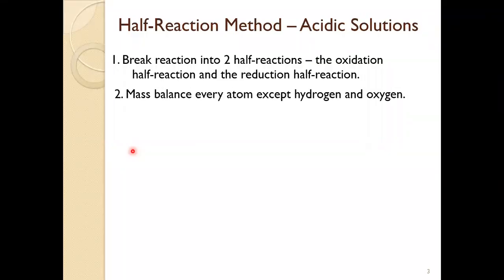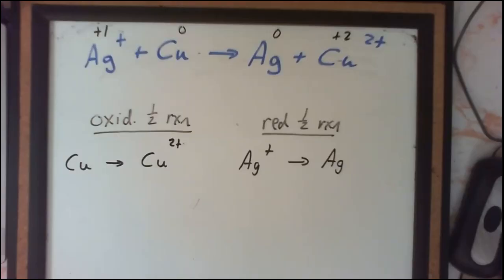The next step is to mass balance, in each respective half reaction, every atom except for hydrogen and oxygen. So we want to make sure that for each separate half reaction, we have the same number and type of every single atom except for hydrogen and oxygen. And if not, then as we do with other types of reactions, we balance them using the coefficients. So if we go back to our 2 half reactions, we have 1 copper equals 1 copper, 1 silver equals 1 silver. So that step has already been done for us.